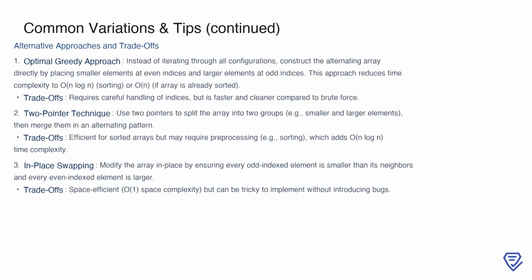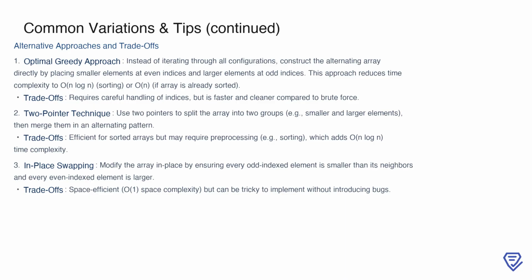Another option is the two-pointer technique. Here, you split the array into two groups, such as smaller and larger elements, and then merge them in an alternating pattern. This method is efficient if the array is already sorted, but pre-processing like sorting might still add O(n log n) time complexity.